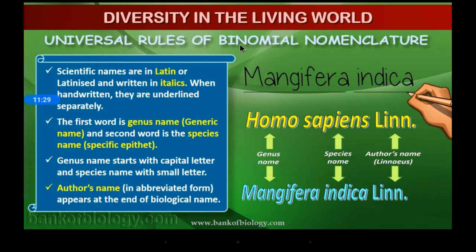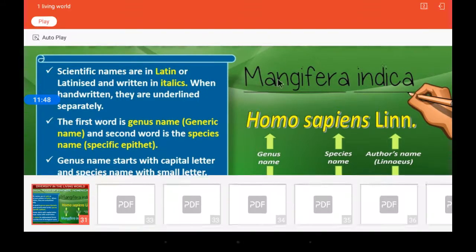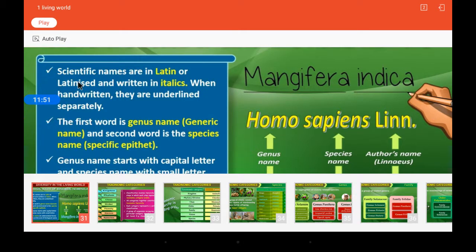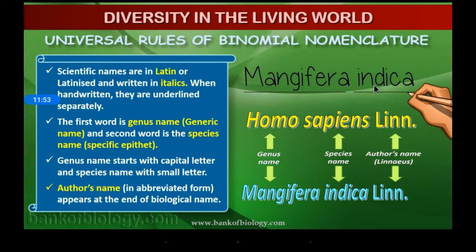You'll see that it will consist of two words, and the first word is the genus name or generic name, and the second word is the species name or specific epithet. Okay, and the genus name will start with a capital letter and the species name will start with a small letter, and both should be underlined separately, and if it is typed, it should be typed in italics.